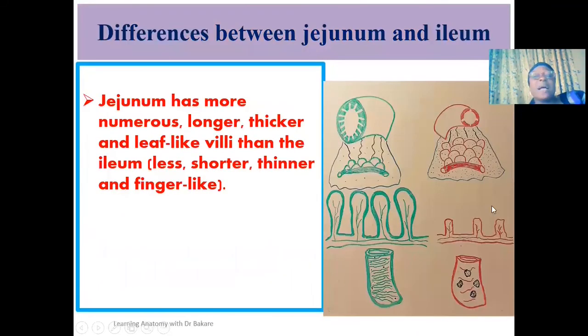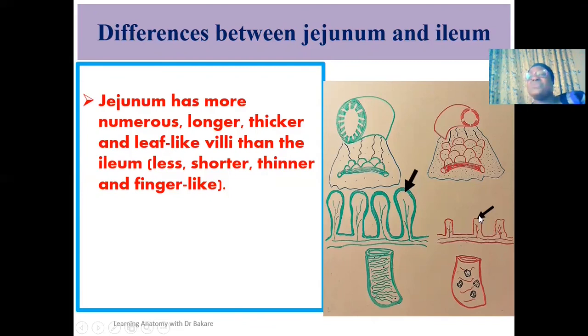Also, the jejunum has more numerous, longer, thicker, and also leaf-like villi. These are the villi, which are the infoldings that are created within the mucosal lining of the jejunum. And if you look at it, they are finger-like. If you look at it, they are thicker, they are longer, and they're also more numerous. These are the villi here in the jejunum. In the ileum, they are less in number, they are shorter, thinner, and also they are finger-like.